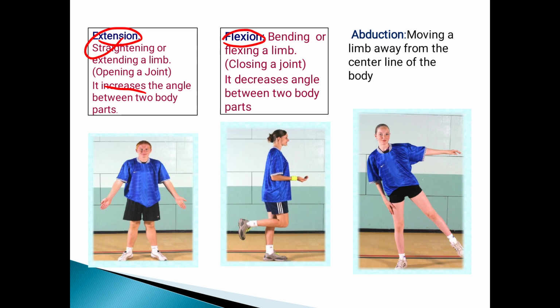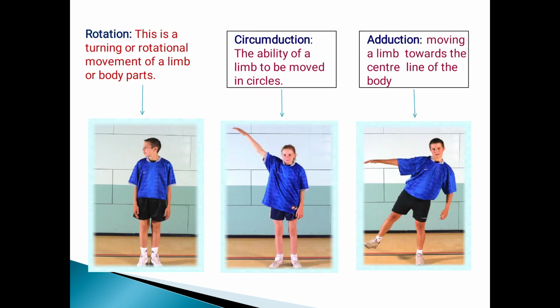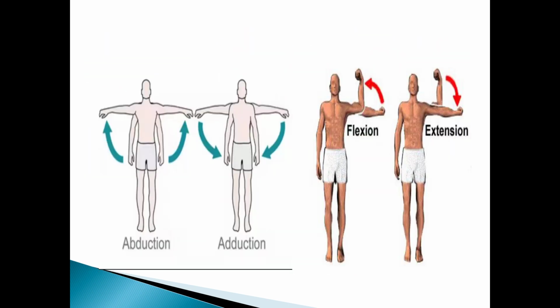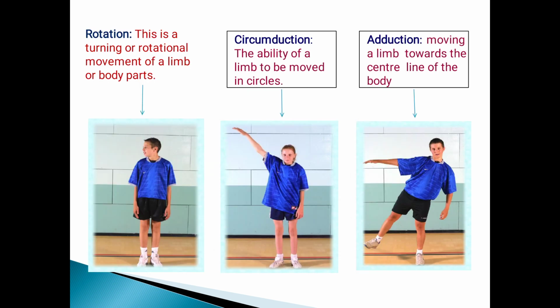Whereas flexion is bending or flexing a limb, that is closing a joint, so that will decrease the angle between the two body parts. You can compare the difference between flexion and extension. Flexion decreases the angle and extension increases the angle.